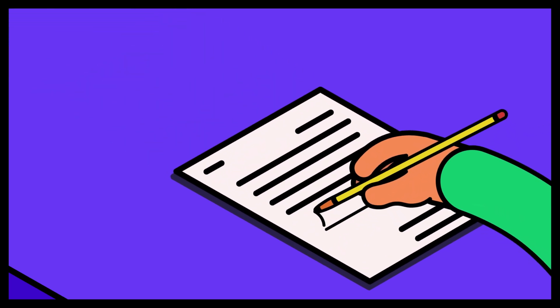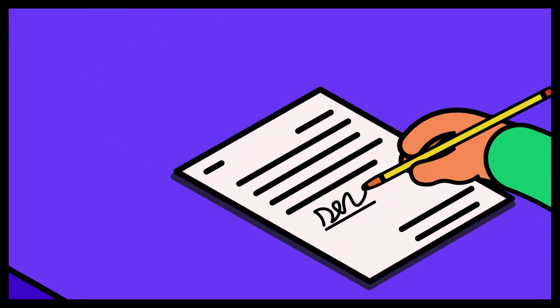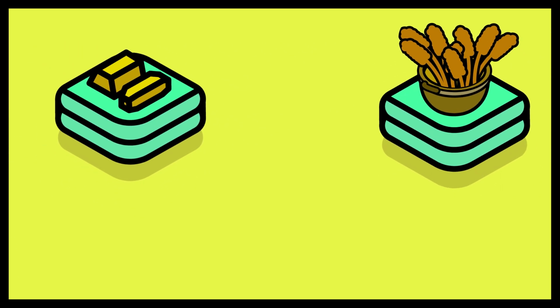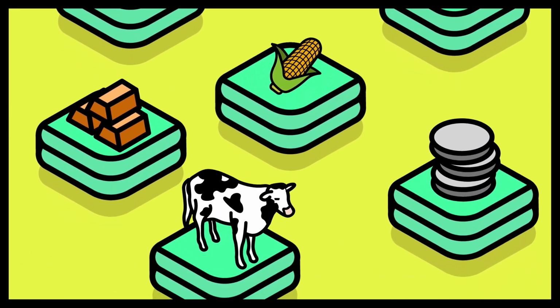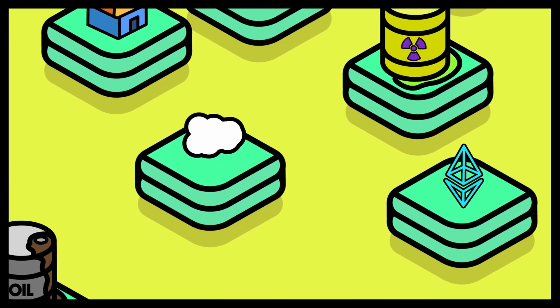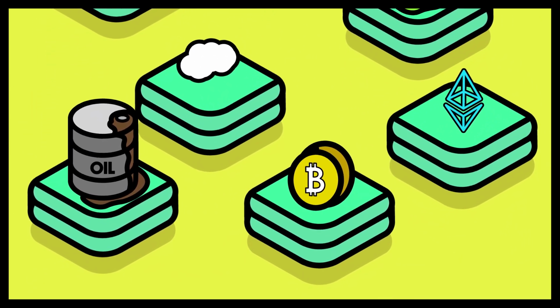A derivative is a deal between two parties to make a transaction in the future. Its value is derived from underlying variables ranging from oil and gold prices to agricultural products like wheat and corn, and even the value of cryptocurrencies like Bitcoin.